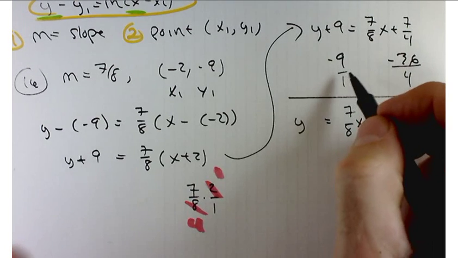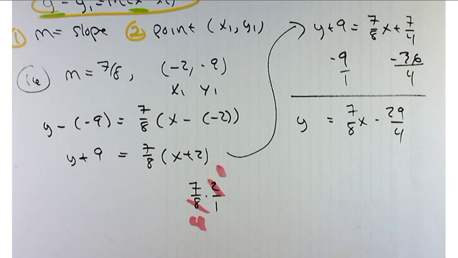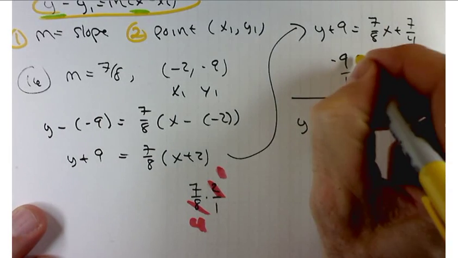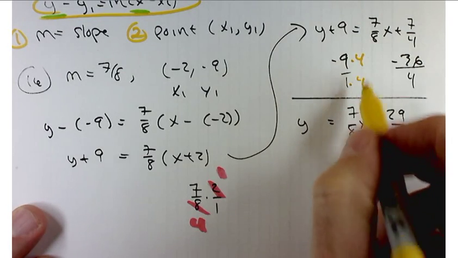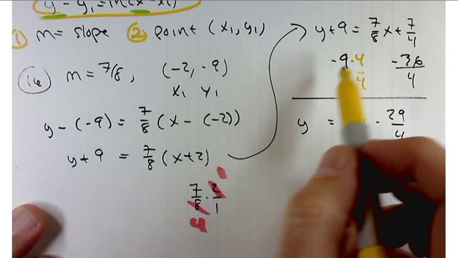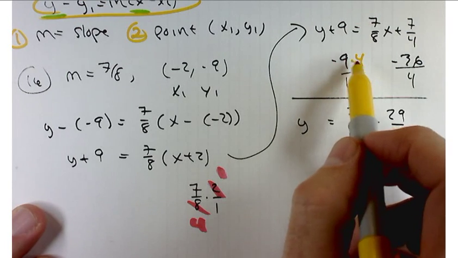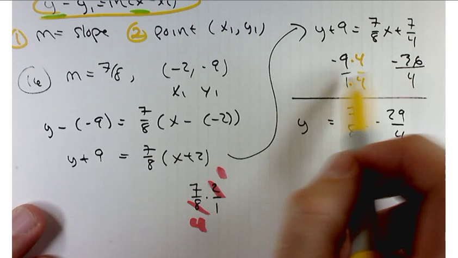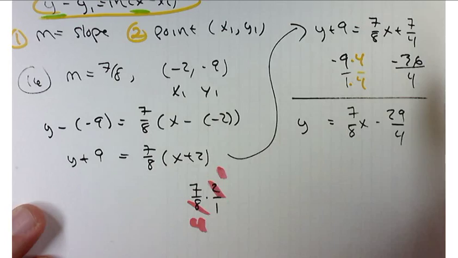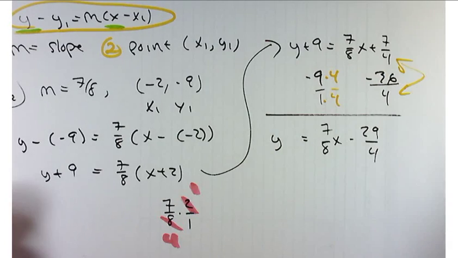I wrote this as an equivalent fraction. If you multiply the denominator by 4 and the numerator by 4, essentially you're multiplying by 1 because it's something over itself. If I don't cancel, then I get -9 times 4 is -36, 1 times 4 is 4. So I've given myself common denominators so that I can do the subtraction.